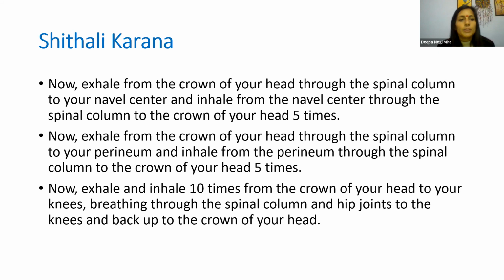Next one, 5 more breaths, and this time we are inhaling from the crown of your head to the navel. The pathway is the spinal column. So inhaling from the crown of your head, using the spinal column, going down to your navel center, and then bringing your awareness up to the crown. The crown is the Brahmarandra, as we call it, the top of your head. Five breaths, and after 5 breaths, we go to the next one.